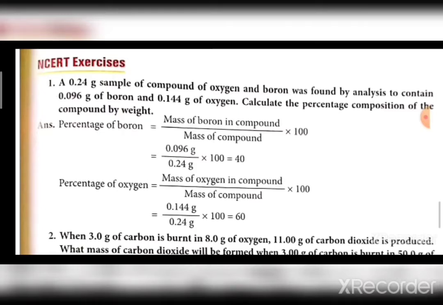Then percentage of oxygen also we can calculate like this, or we can just do 100 minus 40, so it will be 60%. So as you know that percentage is 100% total, so out of that 40 is of boron, then 60 must be of oxygen. It is understood.